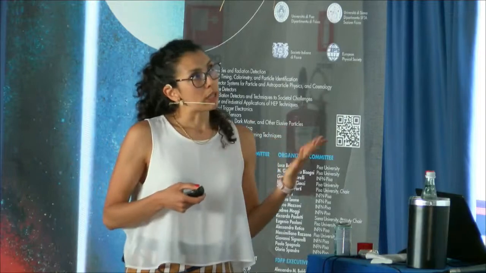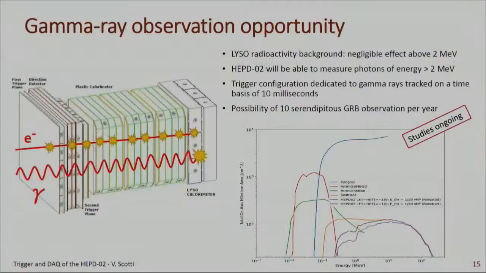The first thing that we had to do is to study the radioactivity background from the LYSO. And we saw that the effects are negligible above 2 MeV. And so we will be able to measure photons at this energy.